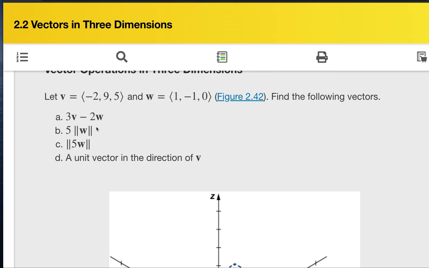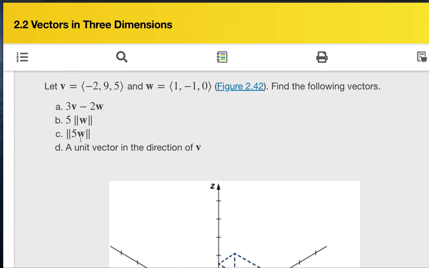3v minus 2w. And for part B and part C, you may wonder why the textbook is showing two different ways. Indeed, they are the same thing. So this part means that we are finding the norm, or the magnitude, of w, then multiply the magnitude by 5. And part C has a different meaning. We are multiplying the vector by 5 first, and then we want to find out this magnitude.